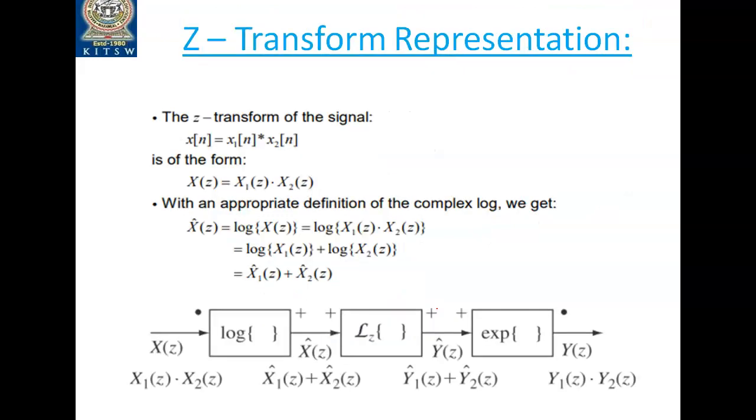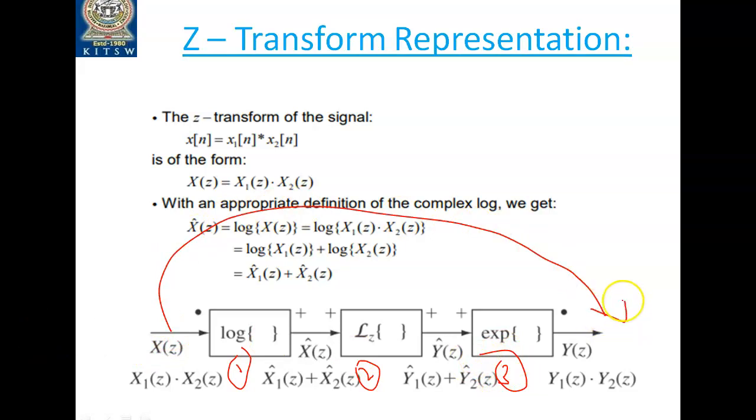Now, in the previous two slides we considered the Fourier transform domain. In the frequency domain you can consider either the Fourier transform or the Z transform. If you consider the Z transform, this is how it looks. This is the first system, this is the second system, and this is the third system. This is the way we convert x of z as an input to y of z, the output of the complete system.